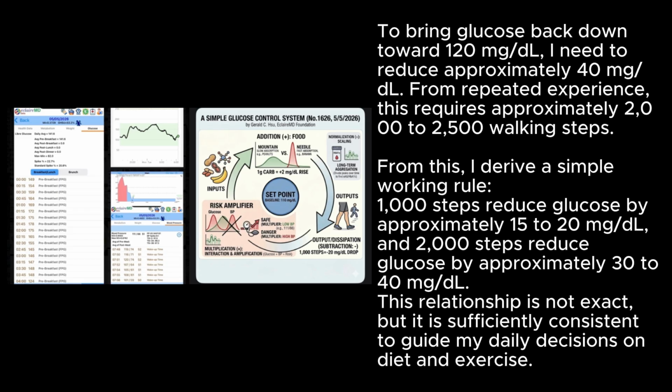From this, I derive a simple working rule: 1,000 steps reduce glucose by approximately 15 to 20 mg/dL, and 2,000 steps reduce glucose by approximately 30 to 40 mg/dL. This relationship is not exact, but it is sufficiently consistent to guide my daily decisions on diet and exercise.